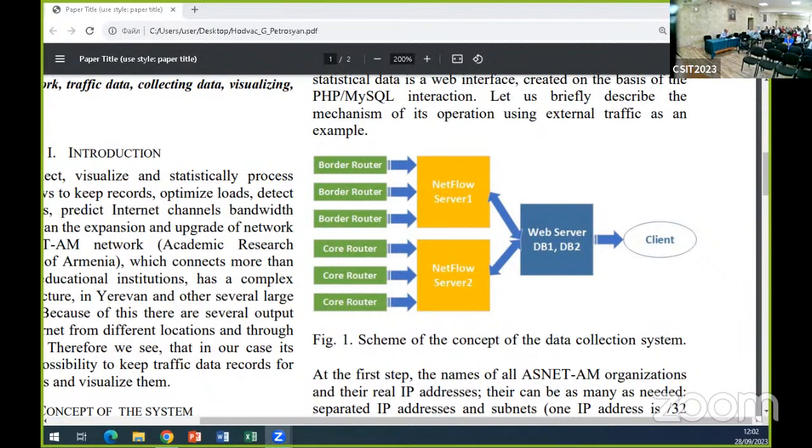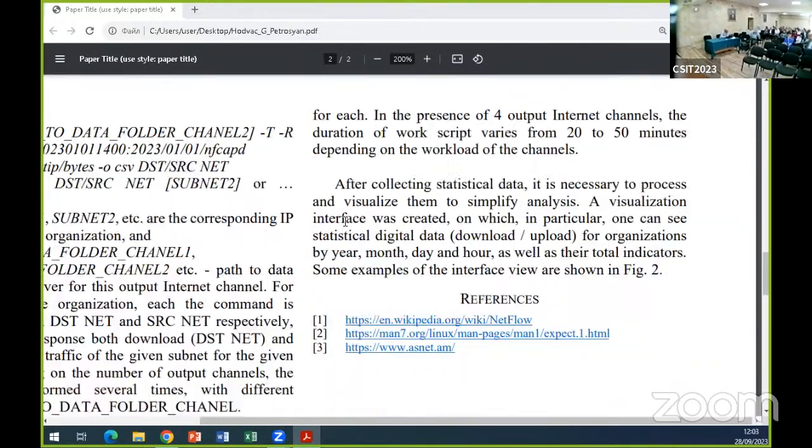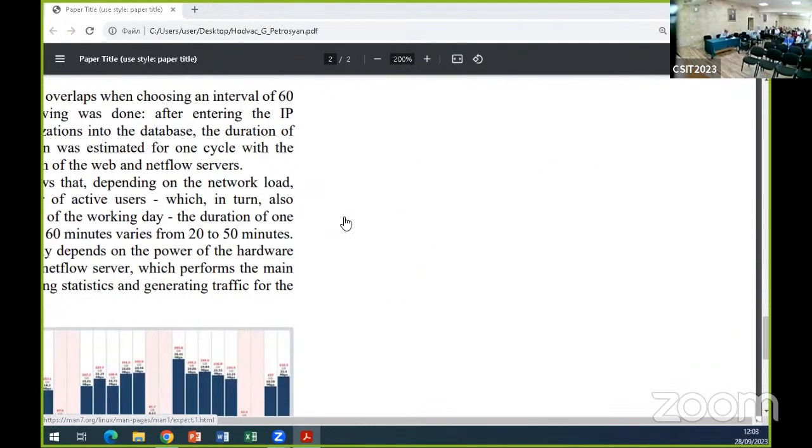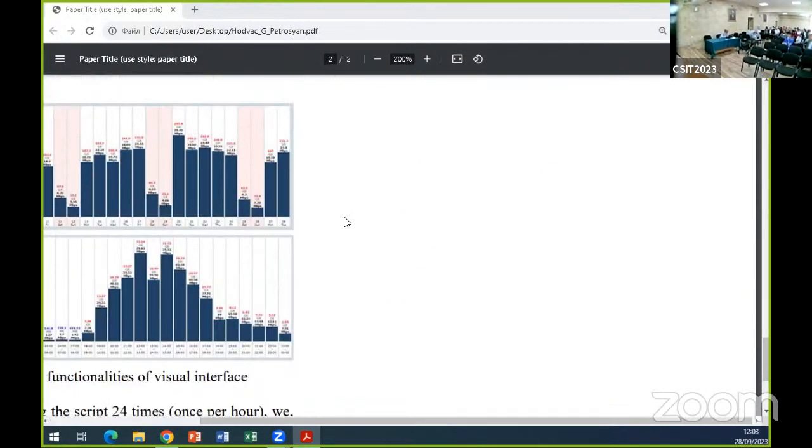We can see a graph where we see only what is going on at the border. But it is a very simple configuration, one border router, maybe two core routers, but we need more complex things.